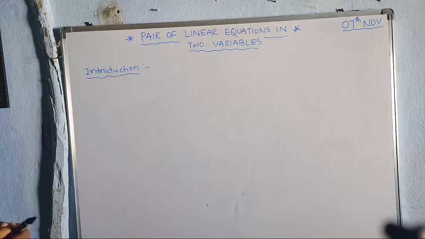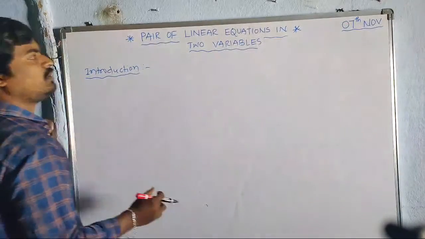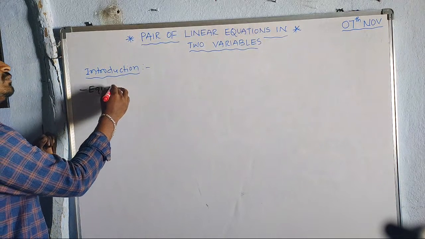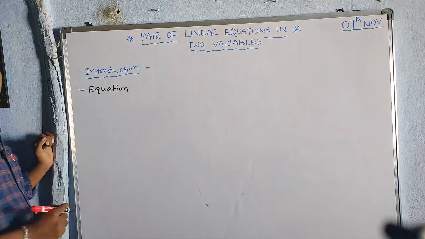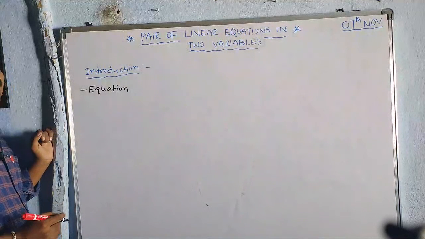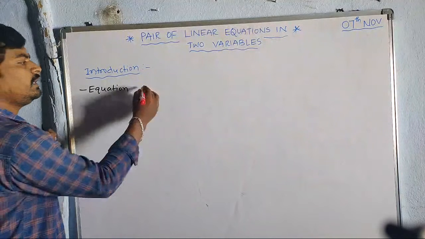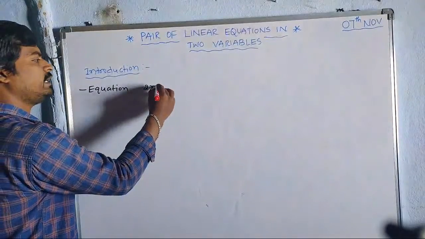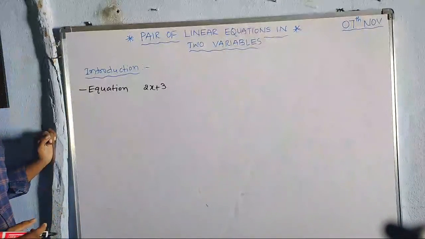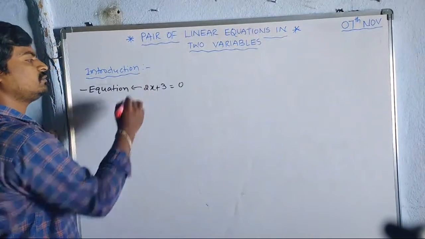So friends, first of all, what is a linear equation actually? Linear equation means what actually? First of all, what is an equation? An equation is nothing but, as you know well, the connection of two expressions with an equal symbol. For example, 2x plus 3 is an expression, friends. If an equal sign is there, then we call it an equation.